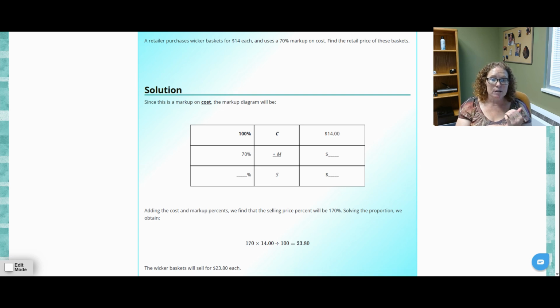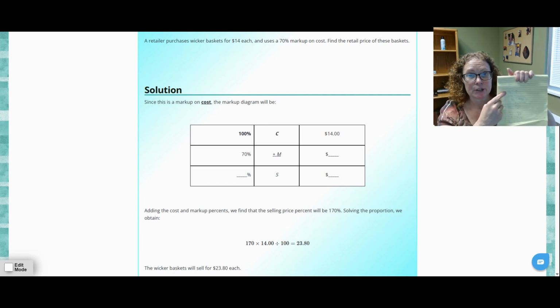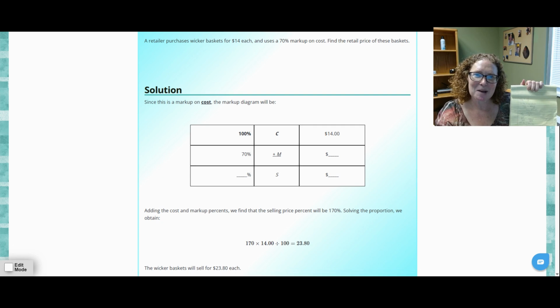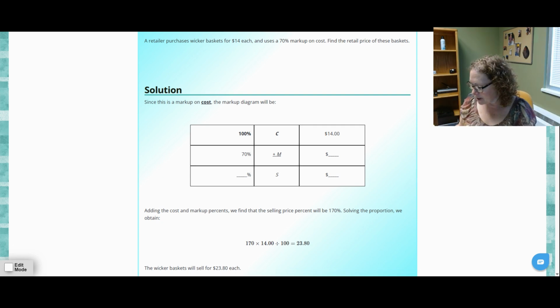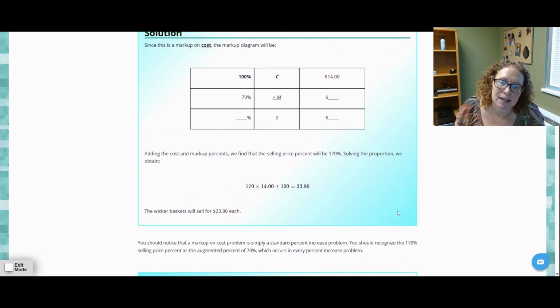We know that the price of the baskets was 14, but X is our unknown factor. So I put it in a proportion: 100 over 170 is equal to 14 over X. And then I just cross multiply, which is basically what's happening in the book. But I like to set it up in that fashion because it just makes it easier for me to figure out the answer.